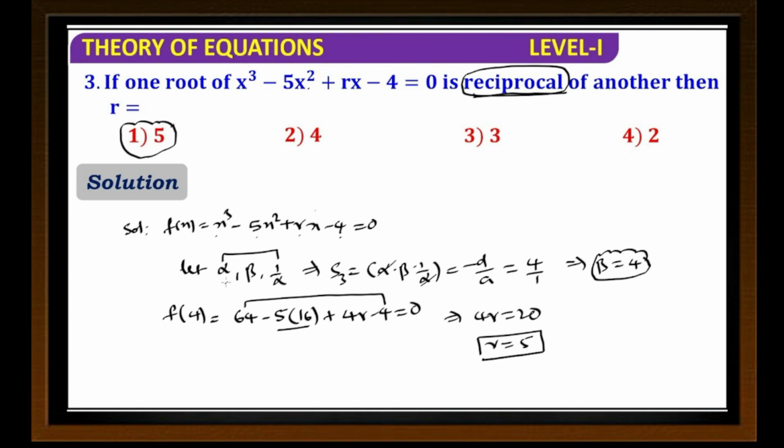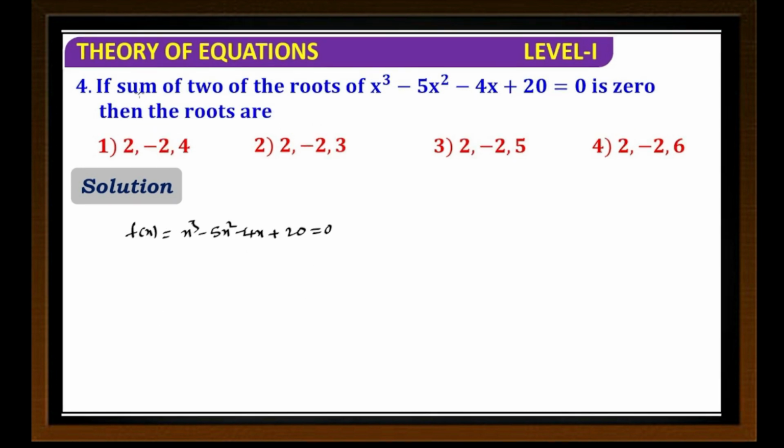Here consider the roots alpha, beta, and the reciprocal of one root, 1 by alpha. Using the formula of S3, product of the roots is minus d by a. We are getting one root, means we are getting one x value. Now substitute that x value in the given function. So from there you can find out the value of r.